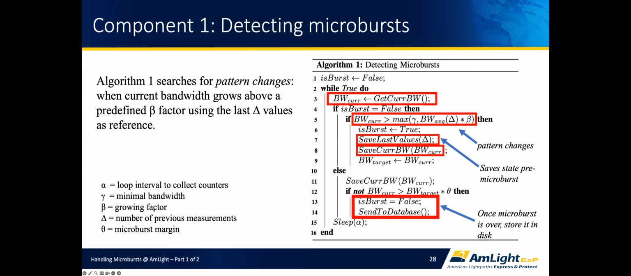It's how fast the data changes from one measurement to another: if it grows 2 times, 3 times, 5 times. This factor depends on your topology and on how much of your bandwidth you use on average. If you have a 100 gig interface and you're always using a minimum of 30 gigabits per second, you're not going to get a growth factor of 4, because that would imply 120 gigabits per second.